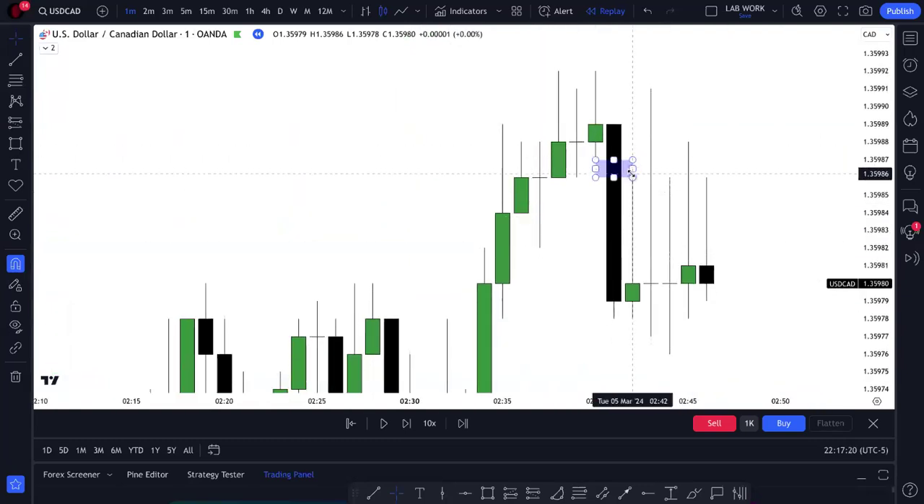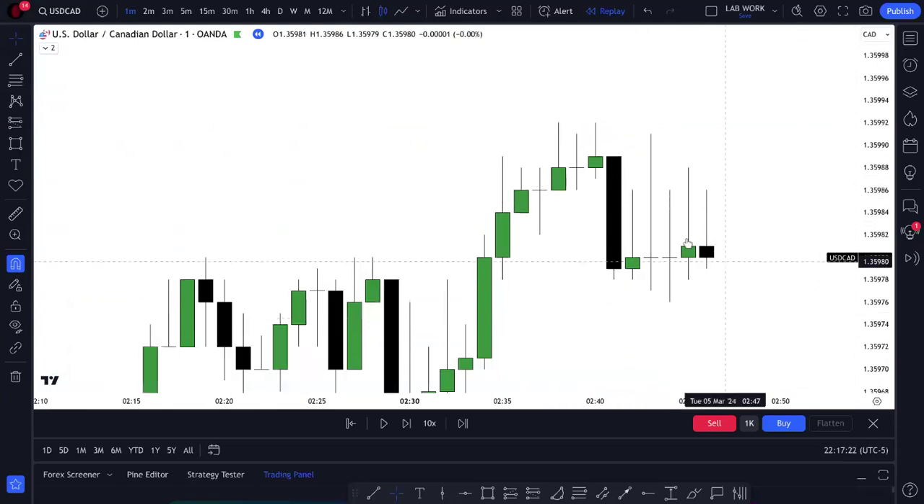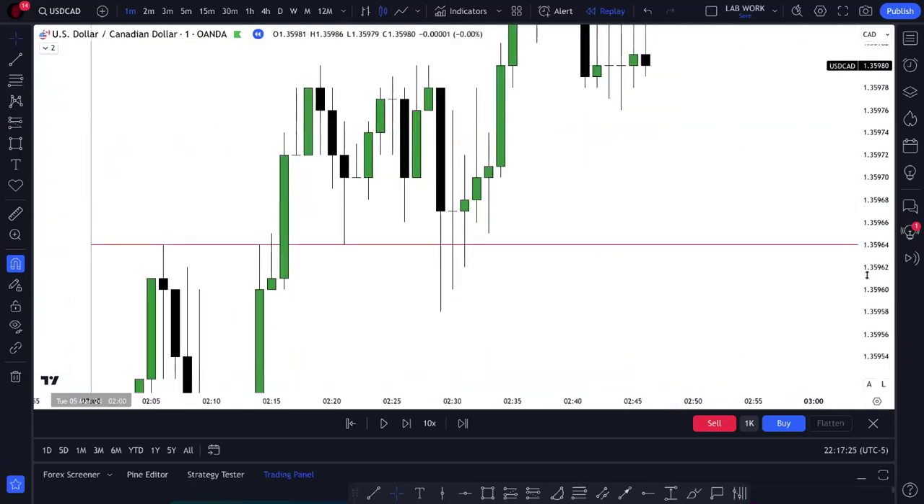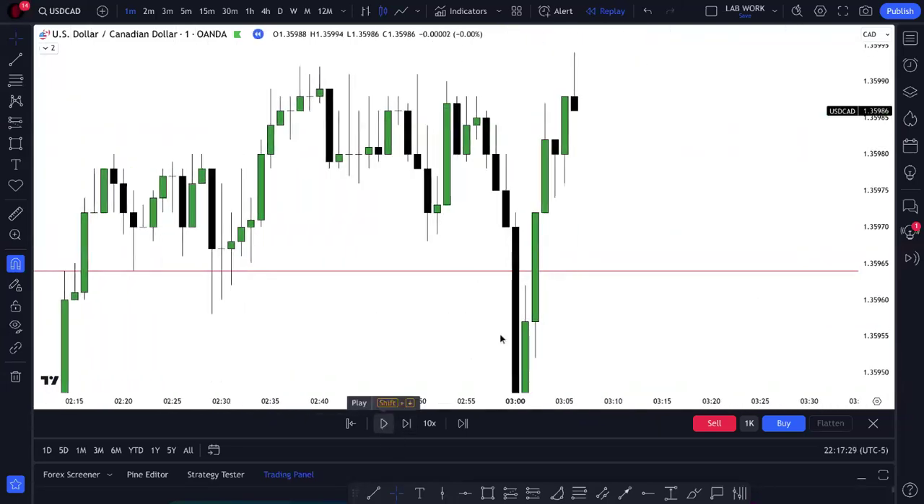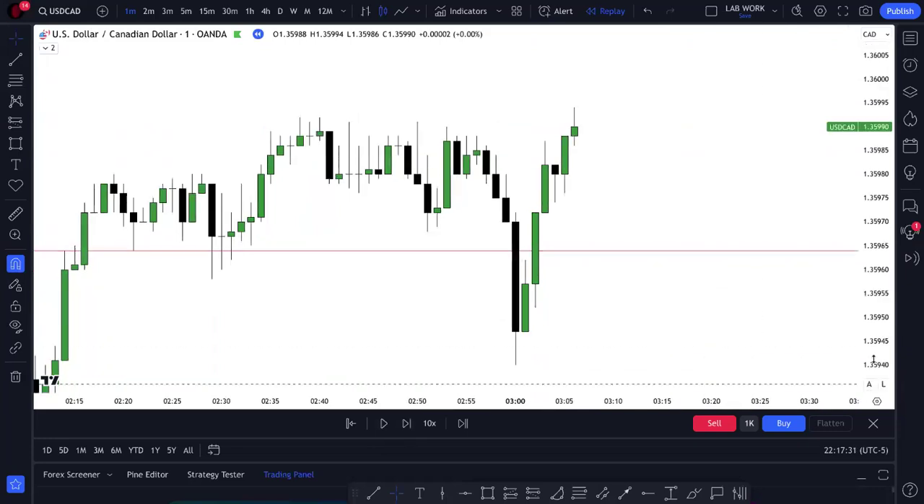We want a fair value gap that's going to be running a swing low. So we opt out of that fair value gap. We don't take that one. Play it forward. This one happens really quick too.